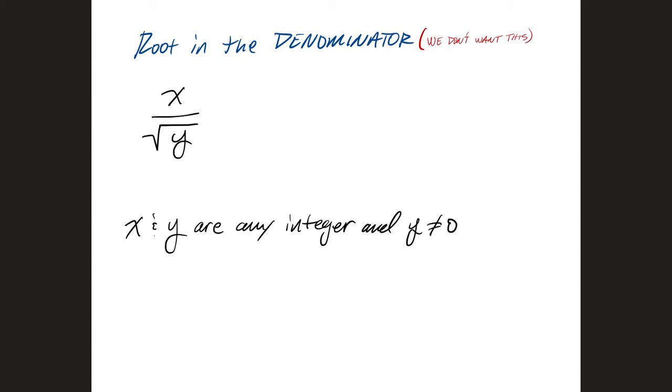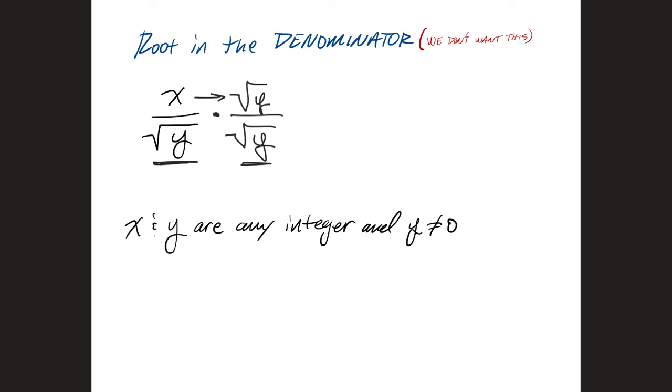So we do not want the root in the denominator. How do we get rid of that? Well, we just multiply times 1, but we're going to choose a 1 that suits our needs. We're going to choose a 1 that looks like the square root of y divided by the square root of y. Anything divided by itself is 1. So this whole thing is just 1. But we choose it so it gets rid of the root in the denominator.